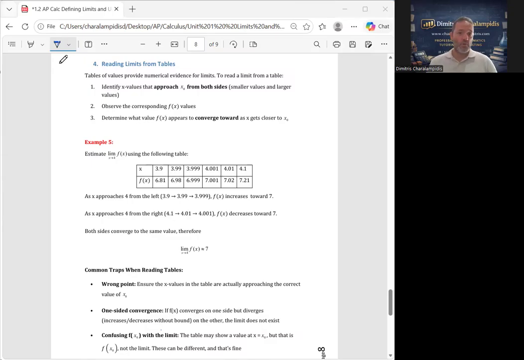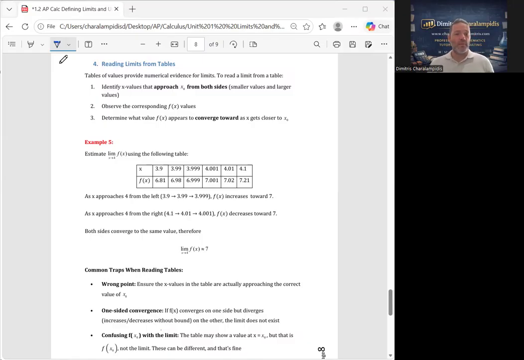No formula, no graph, just 6 numbers in a table. Can we still determine a limit? Yes, because a limit should be about a pattern of behavior. And this table of 6 values gives us exactly the evidence we need.